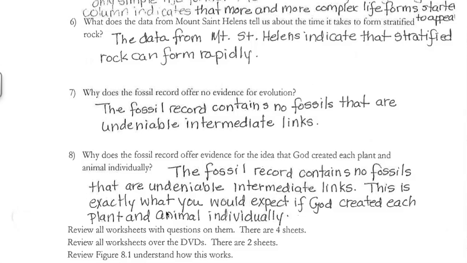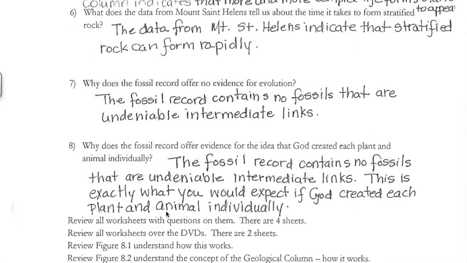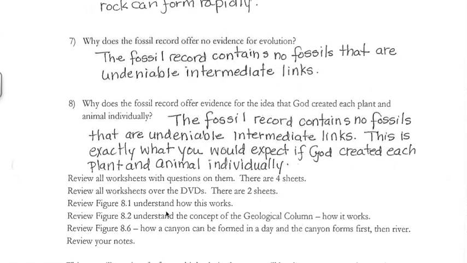Number 8. Why does the fossil record offer evidence for the idea that God created each plant and animal individually? The fossil record contains no fossils that are undeniable intermediate links. This is exactly what you would expect if God created each plant and animal individually.